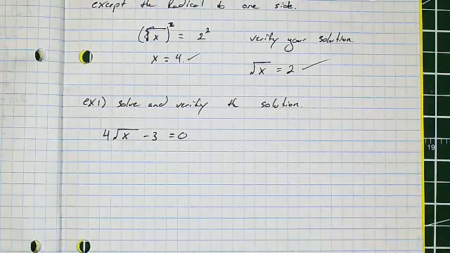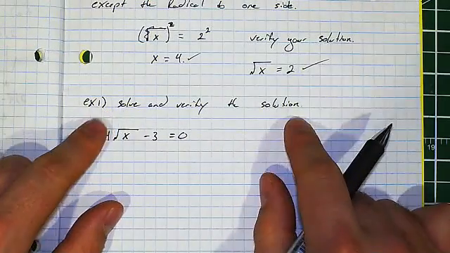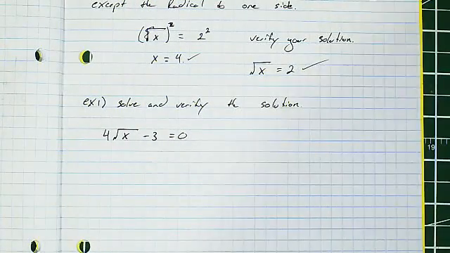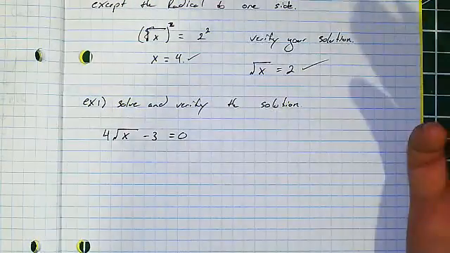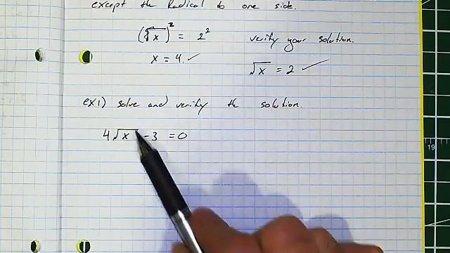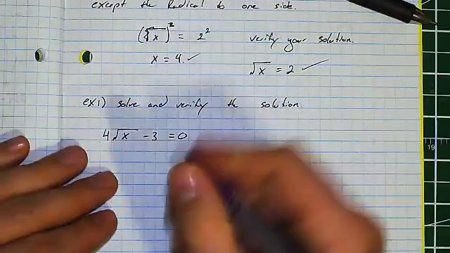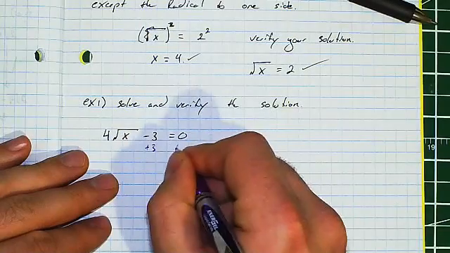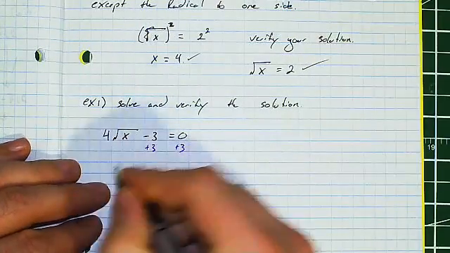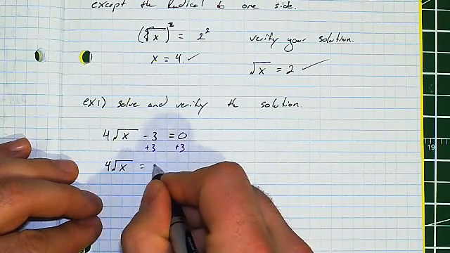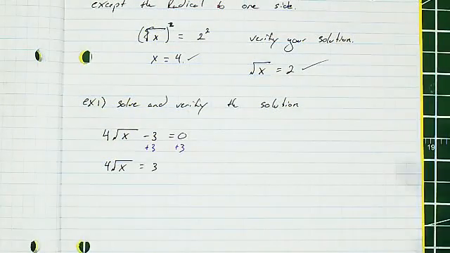Alright, for this next example, you're going to be asked to solve and verify the solution. You're given the example of 4 times root x minus 3 equals 0. Again, step 1 is to get everything except for your root to your right-hand side or to the other side. So, step 1, I'm going to add 3 to both sides. And we'll be left with 4 times root x equals 3.